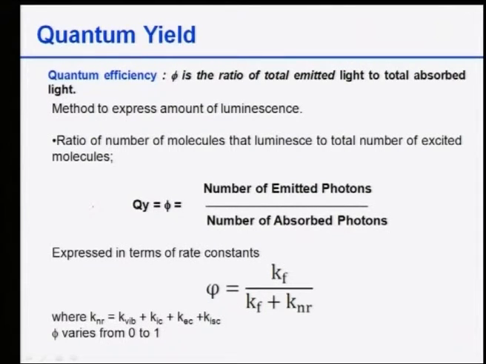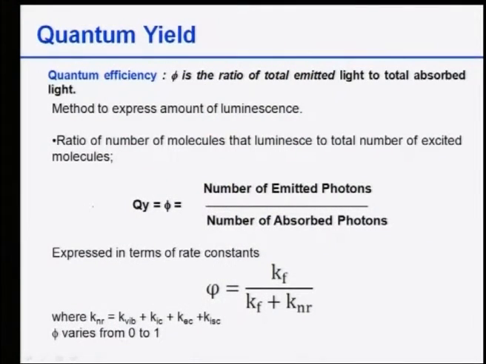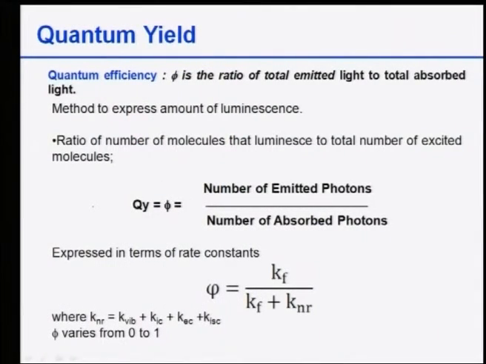Well, now let me go to the next thing after talking about all kinds of principles, that is called quantum yield. Quantum yield is what is actually measured. Quantum efficiency is the ratio of total emitted light to total absorbed light. So when I put certain energy into the system, energy is absorbed, and then I get certain emitted light back. This ratio is known as the quantum efficiency. So, the number of emitted photons divided by the number of absorbed photons is the quantum efficiency.